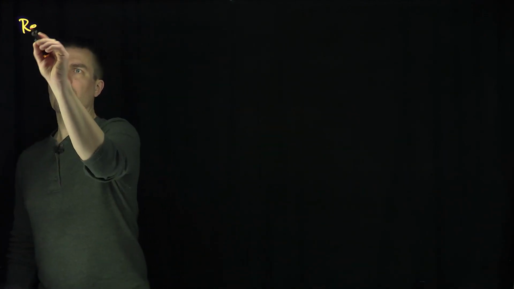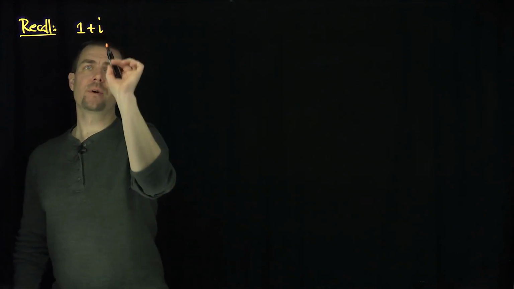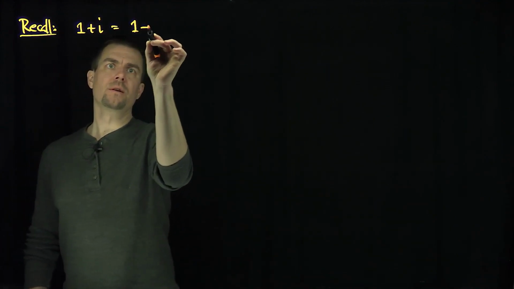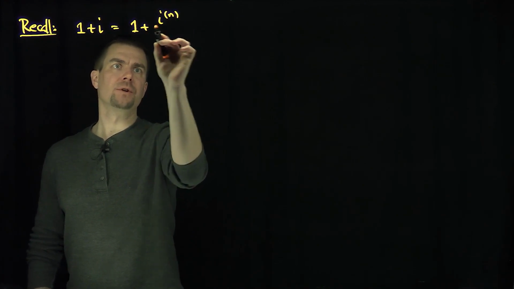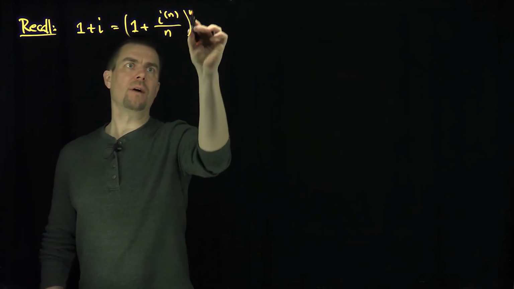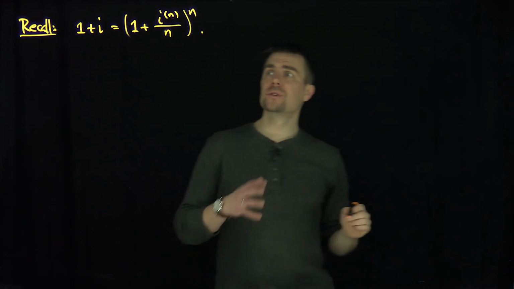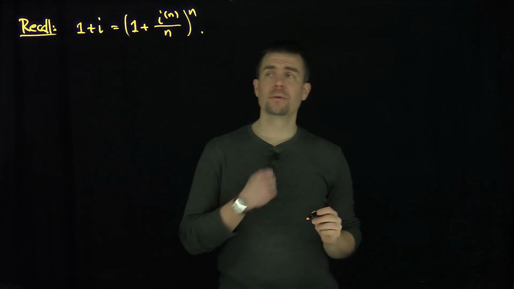Hello students, in this video we'll discuss the limiting behavior of effective nominal rates of interest as the number of compoundings goes to infinity. We recall that 1 plus the effective annual rate of interest is 1 plus the nth nominal rate of interest, i_n, over n, to the power of n. And what we'd like to do is figure out what's happening to i_n as n goes to infinity.